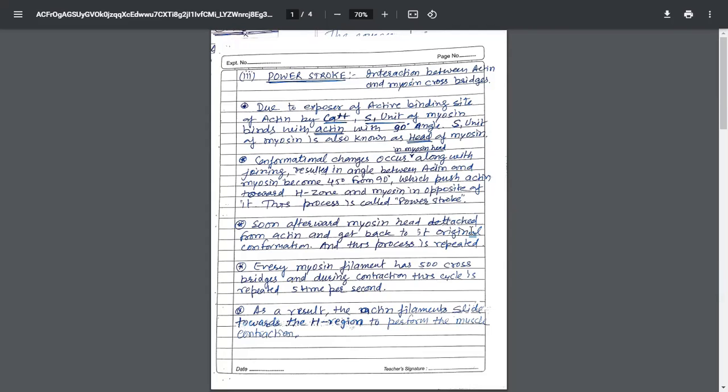In the previous lecture, we discussed that actin and myosin interact and make cross bridges. In the third step, the power stroke, due to exposure of the active binding site of actin by calcium ion, the S1 unit of myosin binds with actin at a 90-degree angle. The S1 unit of myosin is also known as the head of myosin.